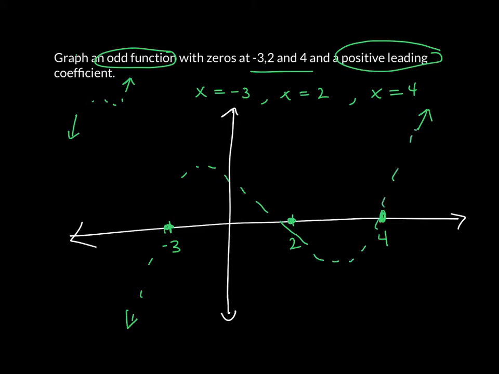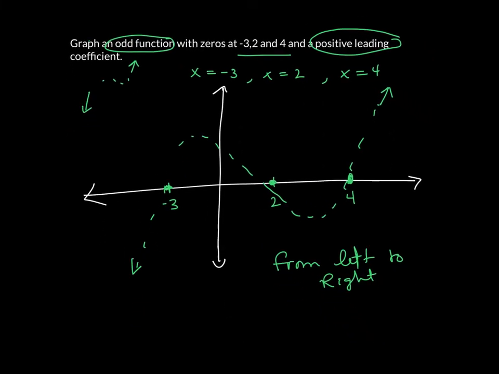When you're doing that rough sketch, you always graph from left to right, and you cannot cross the x-axis unless you have those 3 points. Now, what we don't know is what the rest of this function looks like.